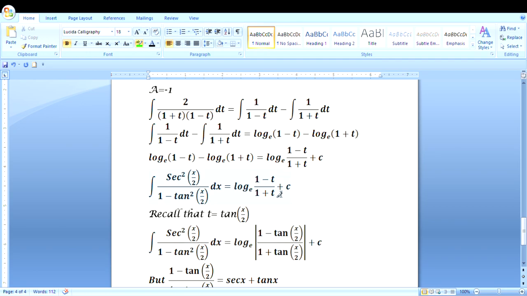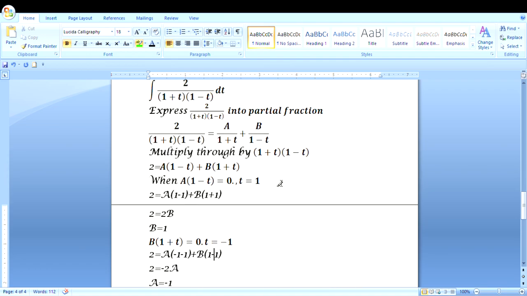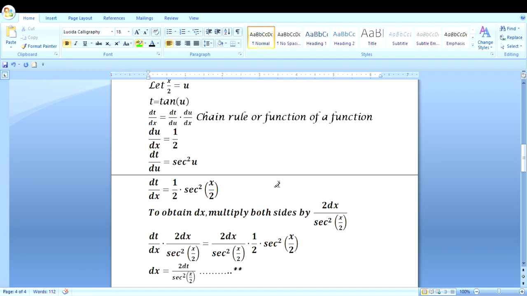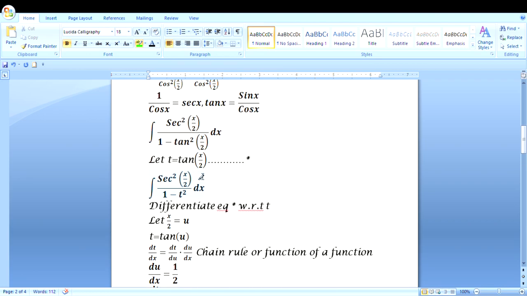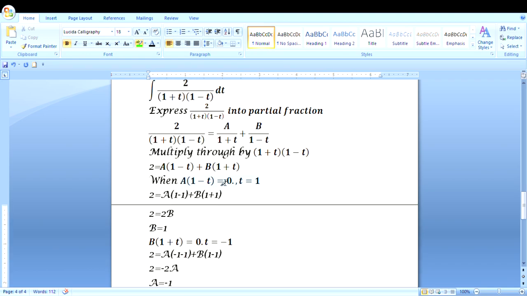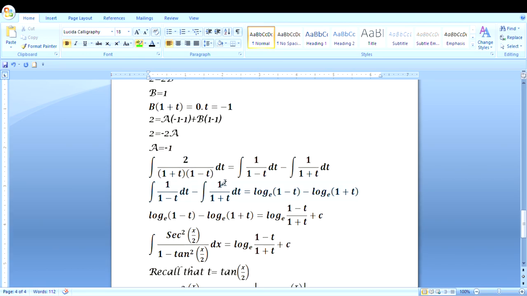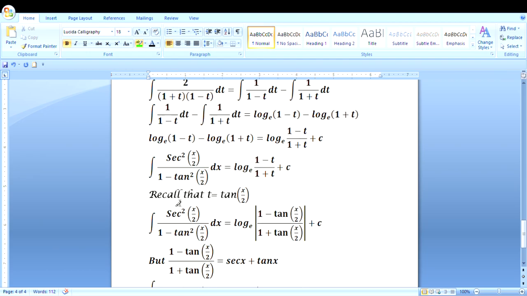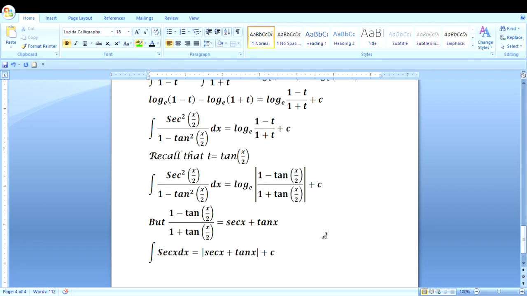Okay, but you recall that we said let t be equal to another variable. So what is the value of t? t is equal to tan x over 2. So we replace it with tan x over 2. So that here we see that the integral becomes ln absolute value of 1 plus tan x over 2 divided by 1 minus tan x over 2, absolute value, close, plus c, where c is an arbitrary constant.